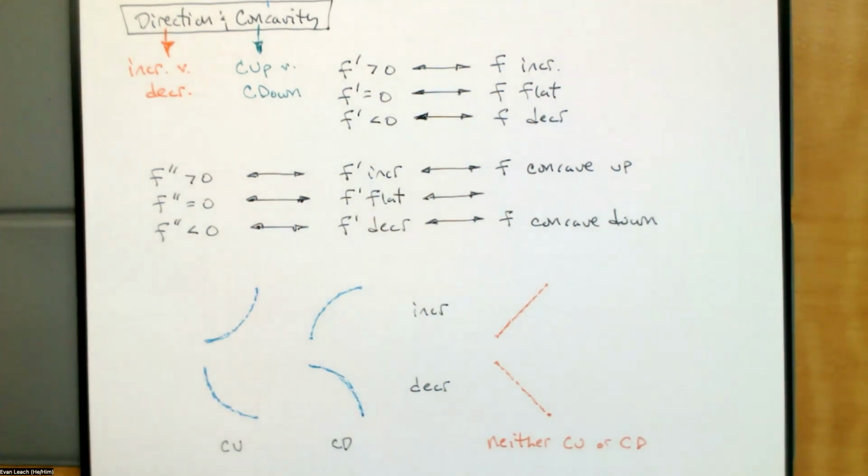We have another word for no concavity. We can see that the graph is not bent at all. So our other word for no concavity would just be linear. Linear functions don't have any concavity.